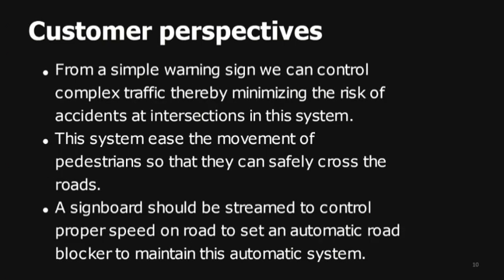Here, a signboard should be installed to control proper speed on the road, along with an automatic road blocker to maintain this automatic system. Also, this system detects the movement of pedestrians so that they can cross the road safely. From simple warning signs, we can control complex traffic by minimizing the risk of accidents at intersections in the system.